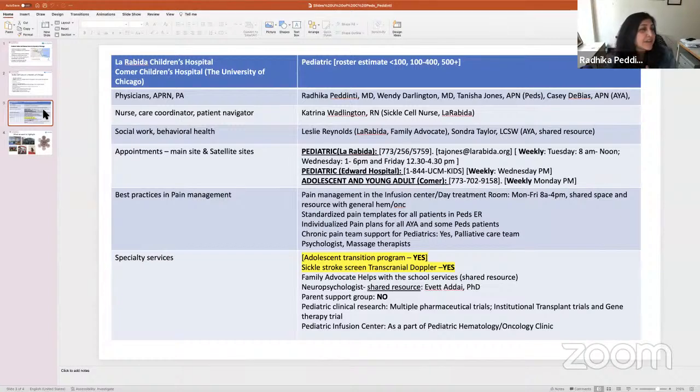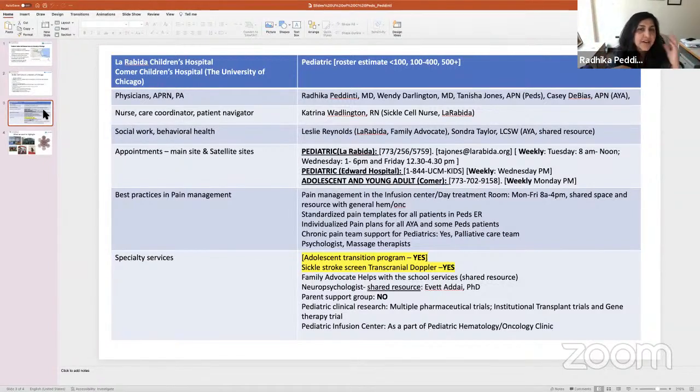We have a family advocate that's a part of our clinic as well, and a social worker who's a shared resource for the adolescent young adult clinic. I've put the numbers over here for when we have clinics and such. Like I said, we are in clinic. We have 3.5 clinics at La Rabida and another half day of clinic at Comer for AYA. We are also a part of Edward Hospital in Naperville. We have a clinic there too, Wednesday afternoons, and those are for patients that are out there in the western suburbs.